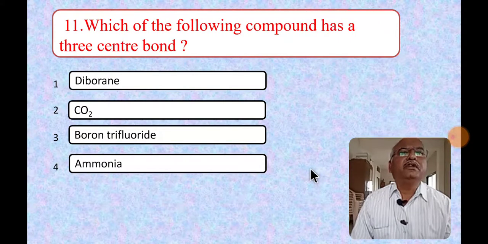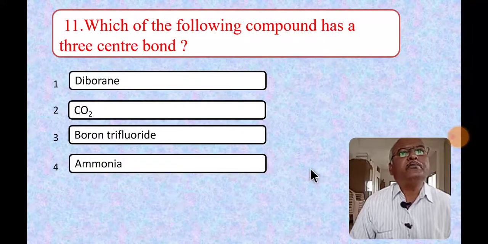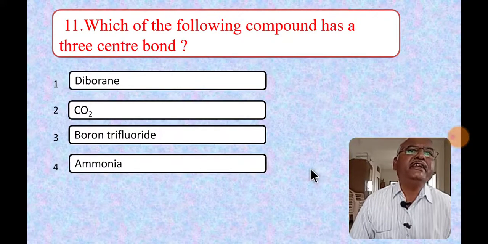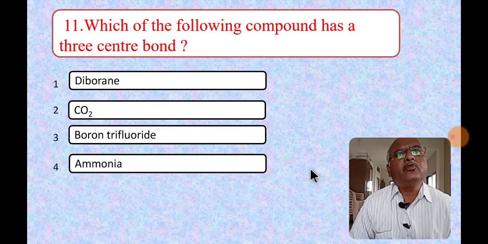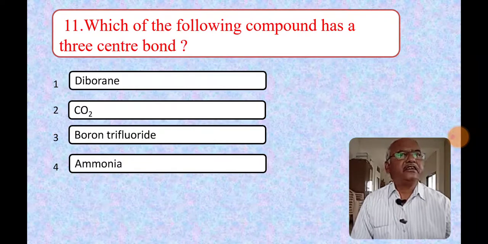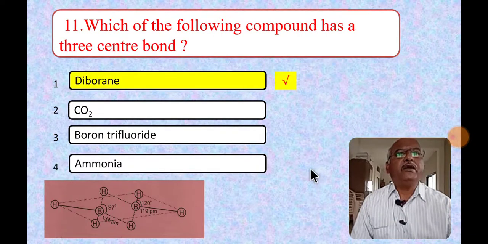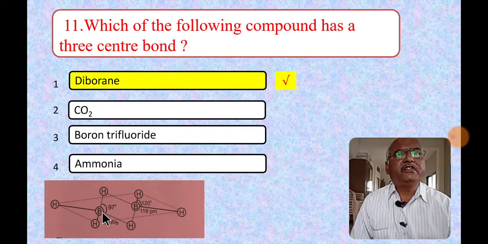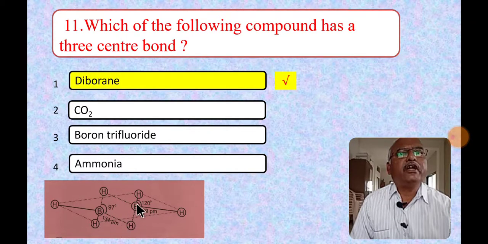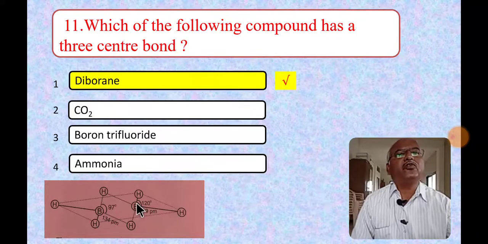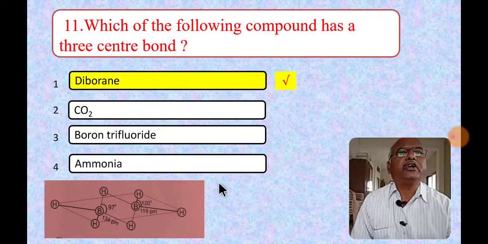Question number 11. Which of the following compound has a 3-center bond? Diborane, carbon dioxide, boron trifluoride and ammonia. Select the correct answer. Diborane. Here is 3-center bond, boron, hydrogen and boron, boron, hydrogen and boron. This bond is called 3-center bond and it is present in diborane.